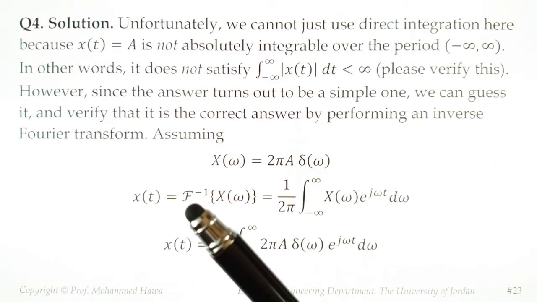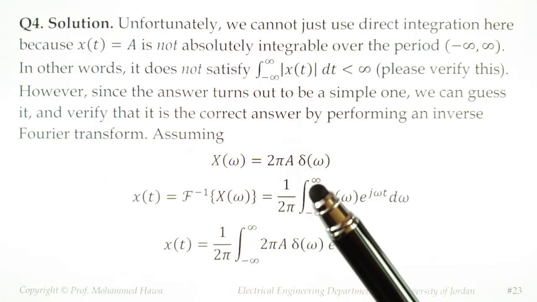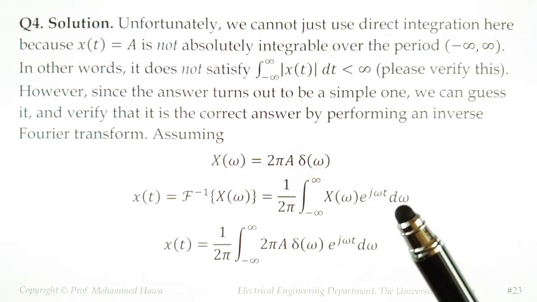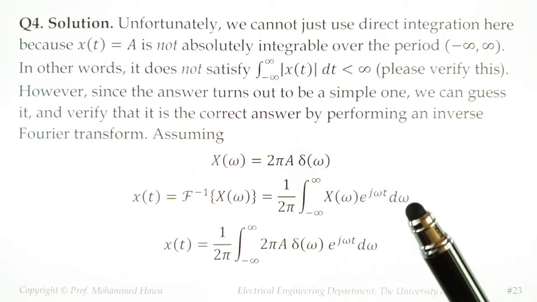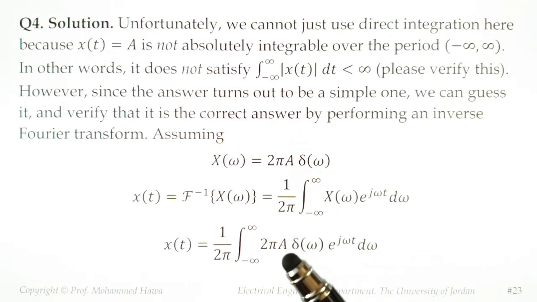I hope you remember that the Fourier inverse is 1 over 2 pi times the integral from minus infinity to infinity of the Fourier transform X of omega e to the plus j omega t d omega. This is not dt, this is d omega. Now substitute my guess X of omega, which is 2 pi a delta of omega.